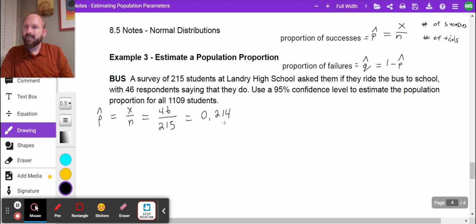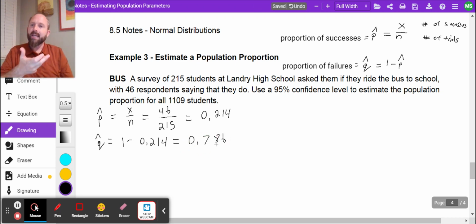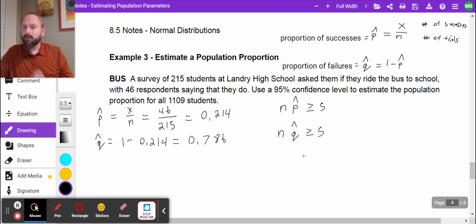That's less than a quarter. So the q hat will equal 1 minus 0.214, also known as 0.786. So that's our p hat and our q hat, our successes and our failures. All right, before we begin, we have to verify: was our sample size large enough?